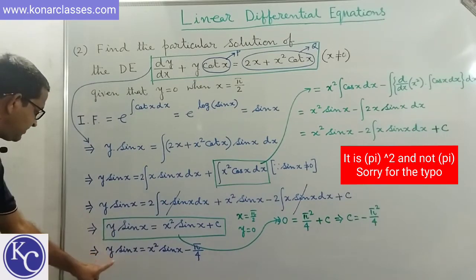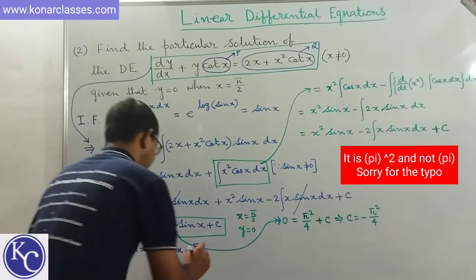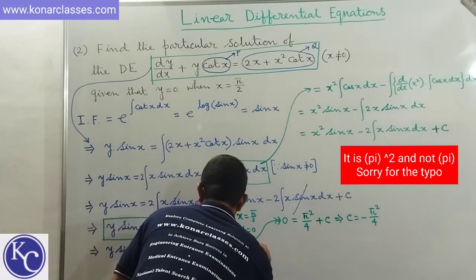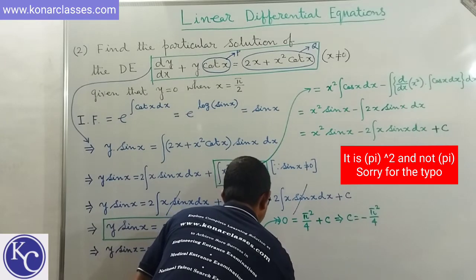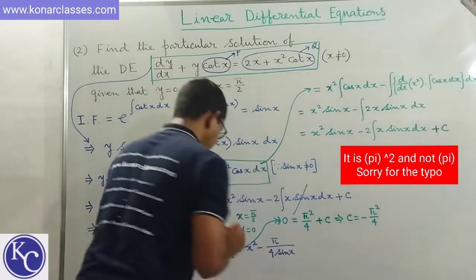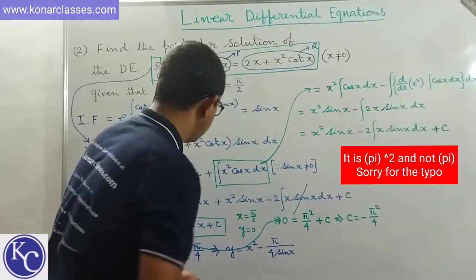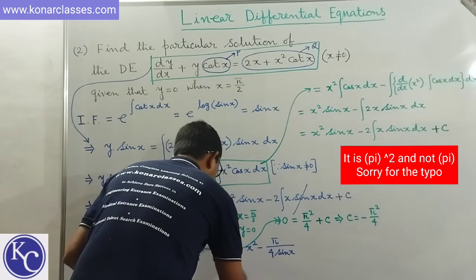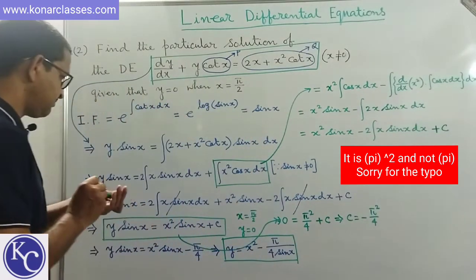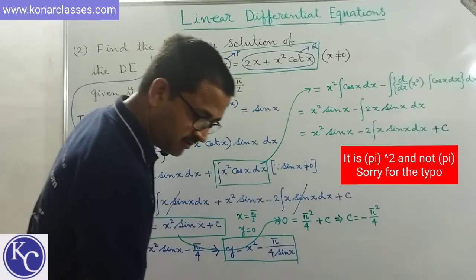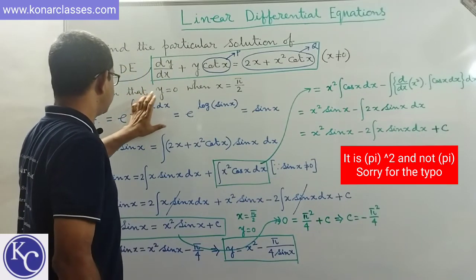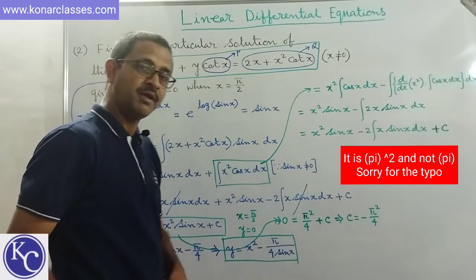We can simplify further by dividing both sides by sin x. So from here we get y is equal to x square minus pi by 4 sin x, and this is the required particular solution. That is, y equal to x square minus pi by 4 sin x is the particular solution to this given differential equation subject to the given condition y equal to 0 when x equal to pi by 2.